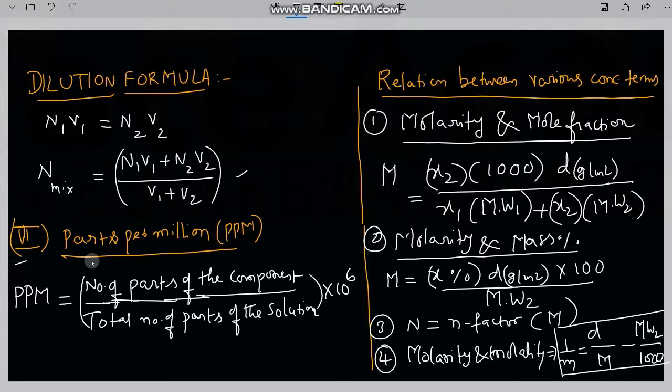If the question asks about parts per million, the concentration term in ppm, then we will use this formula: number of parts of component or solute by total number of parts of solution into 10 power 6. This million is 10 power 6. So in this also we will use the component name or solute name. Okay. So these are the main important terms.